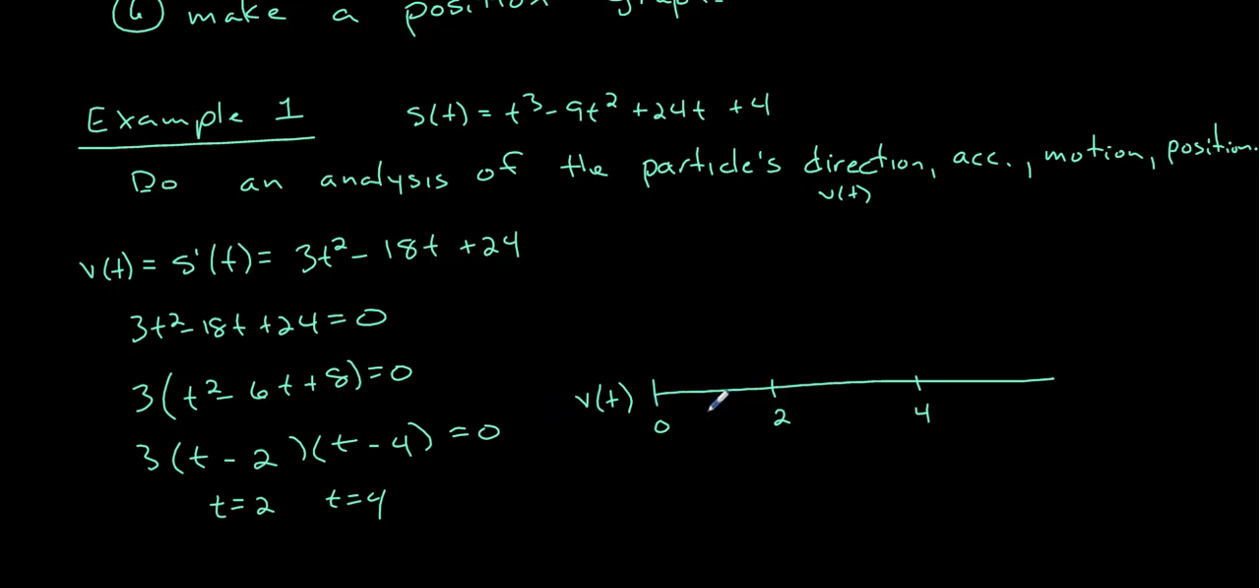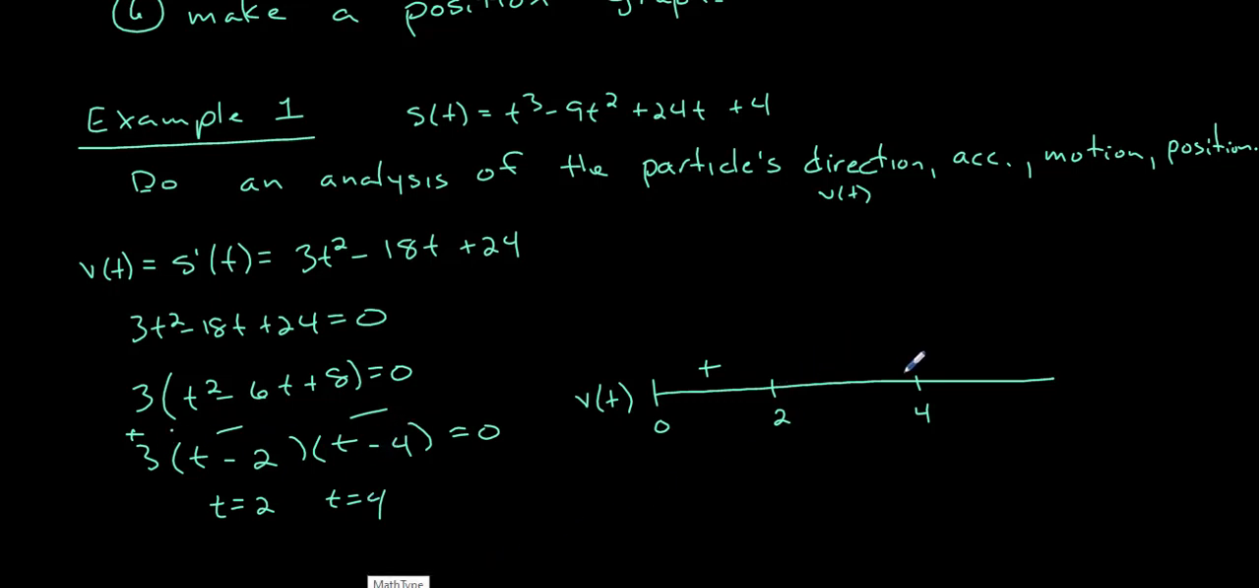Okay, 1. Check this out. We have 3 times 1 minus 2 times 1 minus 4. Well, think about this. This is positive times, what's 1 minus 2? What's 1 minus 4? Positive times negative times negative. Positive. The velocity is positive here. Look at that. You don't have to do much math. Just analyze the products.